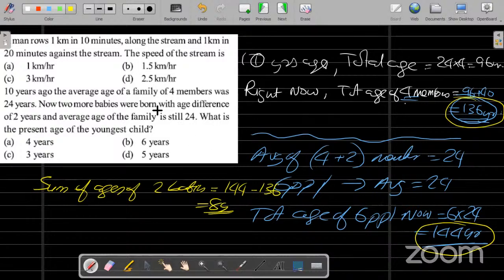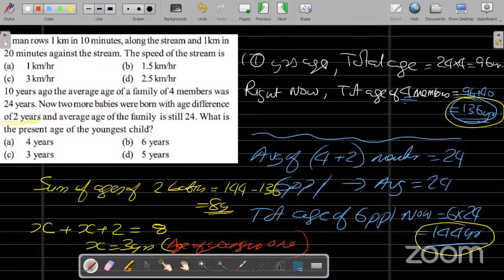Okay, and the difference of ages of those 2 babies is 2 years. If the younger baby has X years, then the age of the elder one will be X plus 2. Right now, the sum is 8 years. So 2x plus 2 is 8, or X equals 3 years. That is the age of the younger one.